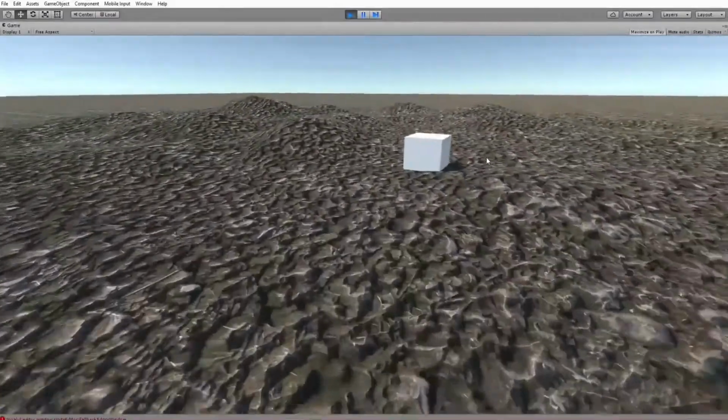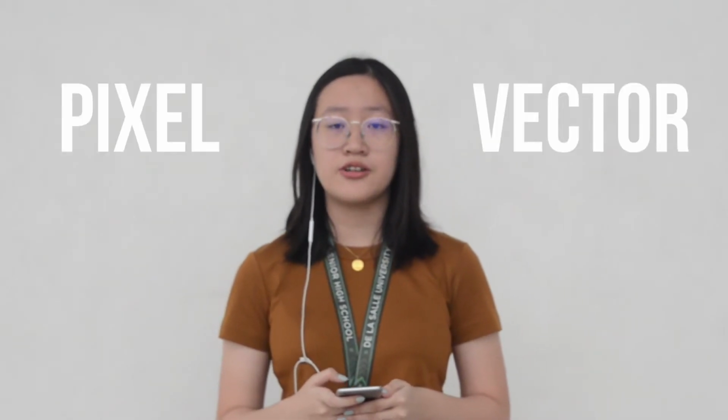Art is the more visual side of things. People who are in charge of art are tasked to create the graphics of the game, which is what the players will see, be it the characters, the objects, the background, and etc. There are different types of graphics, mainly pixel and vector graphics, which vary on how they structure images.